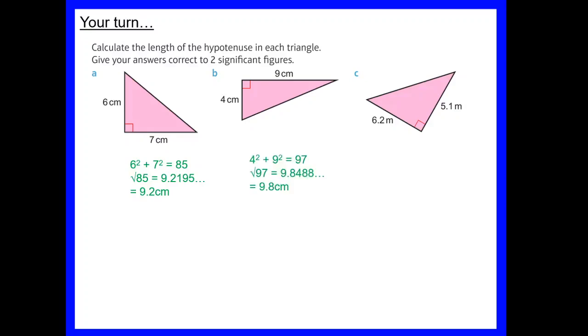The second one then, 4 squared plus 9 squared is 97, the square root of 97, 9.8488, and some additional figures. To 2 significant figures, 9.8 centimetres. And the last one then, we've got 6.2 squared plus 5.1 squared, which is 64.45. If we square root that, we get 8.0280 and some additional figures. And again, to 2 significant figures, it's 8.0. And this one should say metres, so just excuse my typing error there.